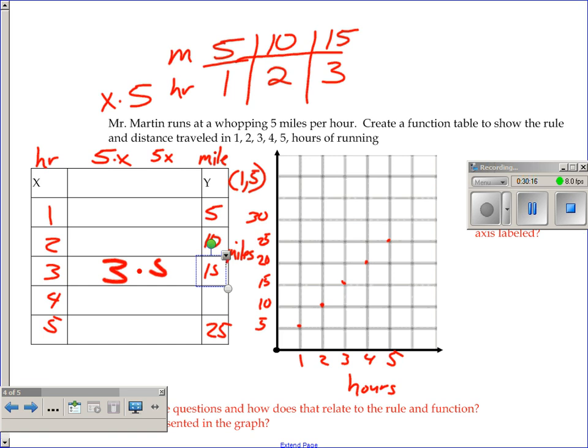So hopefully we can see this proportional relationship between our miles and hours. In fact, for every 1 hour, we go up 5 miles. For every 1 hour, up 5 miles.